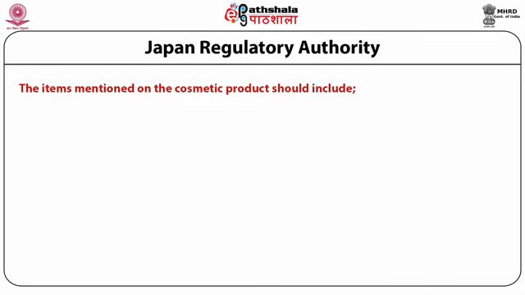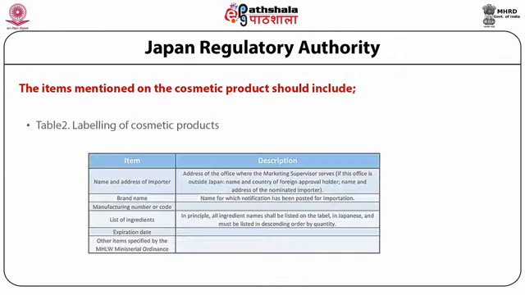The items mentioned on the cosmetic product should include the name and address of the importer, that includes the address of the office where the marketing supervisor serves, and the brand name for which one notification has been posted for importation. Coming to the list of ingredients, in principle, all ingredient names should be listed on the label in Japanese and must be listed in descending order by quantity, along with the expiration date and other items specified by the MHLW ministerial ordinance.